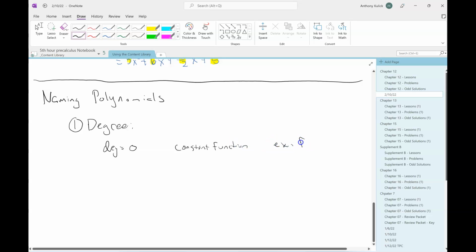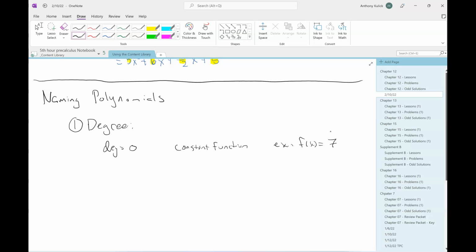And you might say, what does that look like? Well, like f of x is equal to 7. Wait a minute, Mr. Kulik, why is the degree there 0? The exponent on 7 would be 1. Everybody agree with that? But why are we saying it's degree 0?